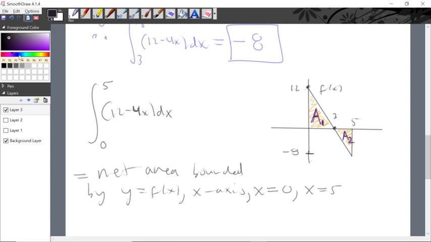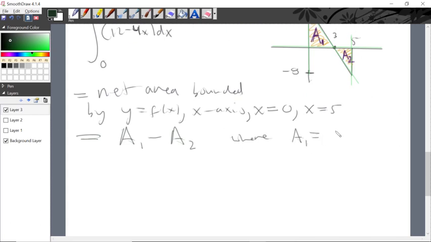So we have x equals 0. I should maybe sketch these bounds in here. This is a bound of the region, this is a bound for the region, this is a bound for that region, and this is a bound for the region. So anything that is enclosed within these 4 bounds is part of our definite integral. And that can be calculated by taking A1, where A1 is the area of this region, and subtracting A2, where A2 is the area of this region.